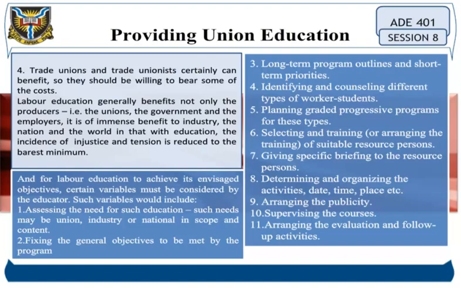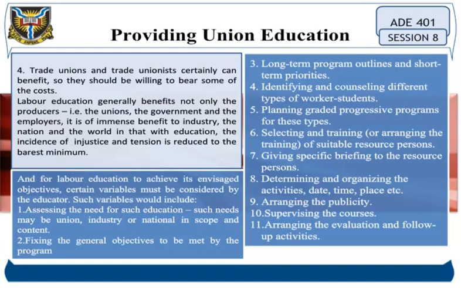Labor education generally benefits not only the producers, that is, the unions, the government, and the employers. It is of immense benefit to industry, the nation, and the world in that with education, the incidence of injustice and tension is reduced to the barest minimum. And for labor education to achieve its envisaged objectives, certain variables must be considered by the educator. Such variables would include: 1. Assessing the need for such education. Such needs may be union, industry, or national in scope and content.